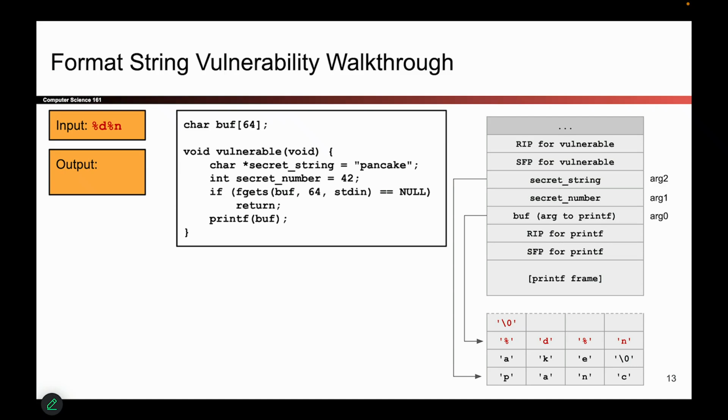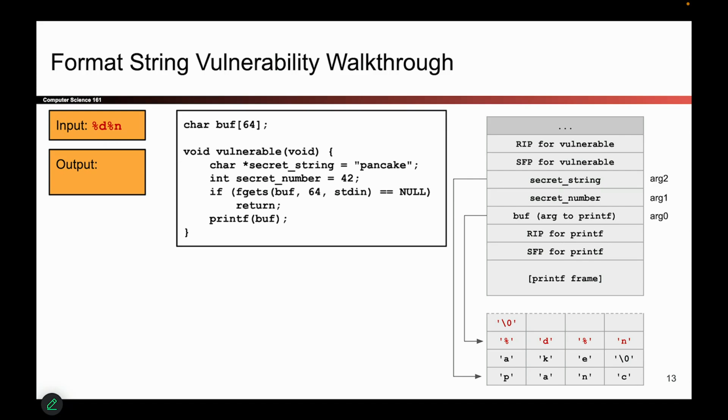OK, now let's do a walkthrough using the same code as before, but now I'm going to use %n to cause some writing to happen in addition to reading. So just like before, we have some buff of size 64, and we're letting the attacker write into it, and then we're calling printf with buff as that all-important 0th argument, the one where we look for percent formatters and match them up with arguments on the stack. But this time, instead of writing %d, %s, we're going to write %d, %n and see what happens.